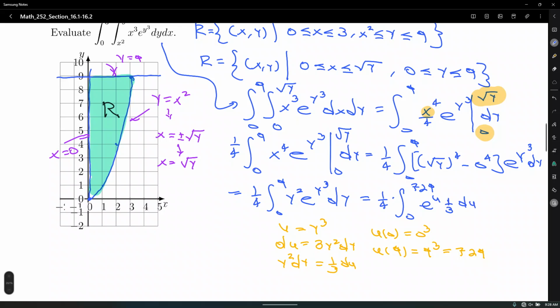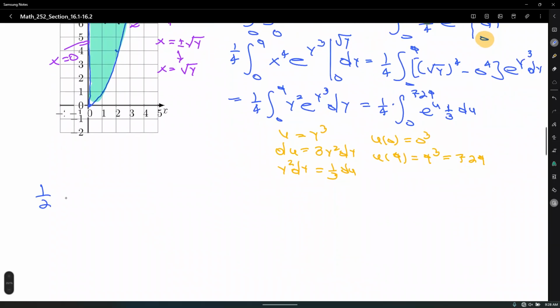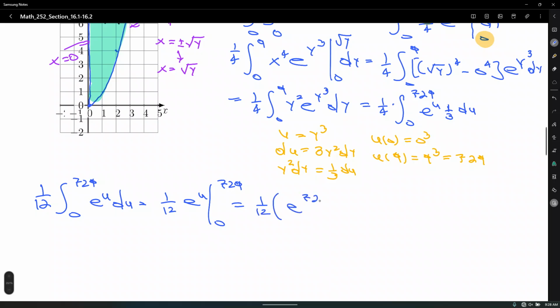Okay, let's simplify this double integral. 1/4 times 1/3, isn't that 1/12? So 1/12 integral from 0 to 729 of e to the u du. Okay, the integral of e to the u is itself, e to the u, from 0 to 729. 1/12 times e to the 729 minus e to the 0.